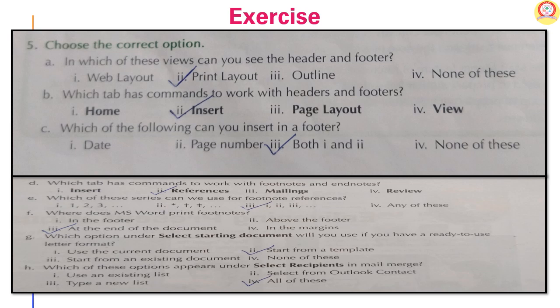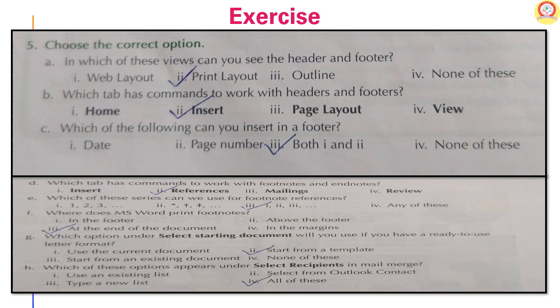Now see question C. Which of the following can you insert in the footer? 1. Date. 2. Page number. 3. Both 1 and 2. 4th. None of these. So it's third, both 1 and 2. Now let's move to D. Which tab has commands to work with footnotes and endnotes? 1. Insert. 2. References. 3. Mailings. 4th Review. So it's second, References.